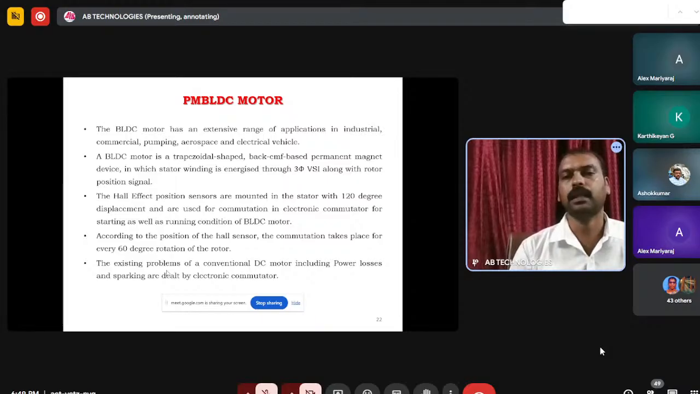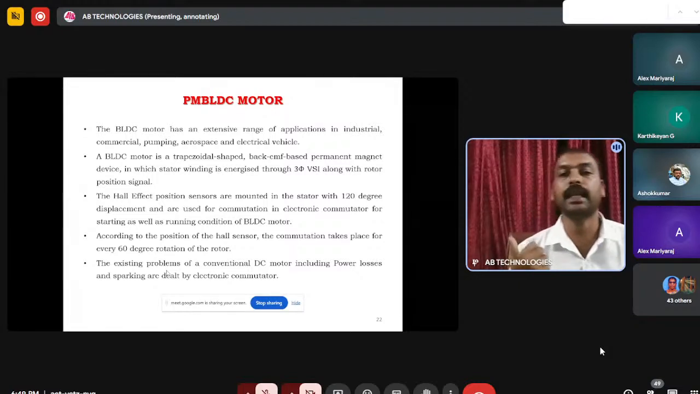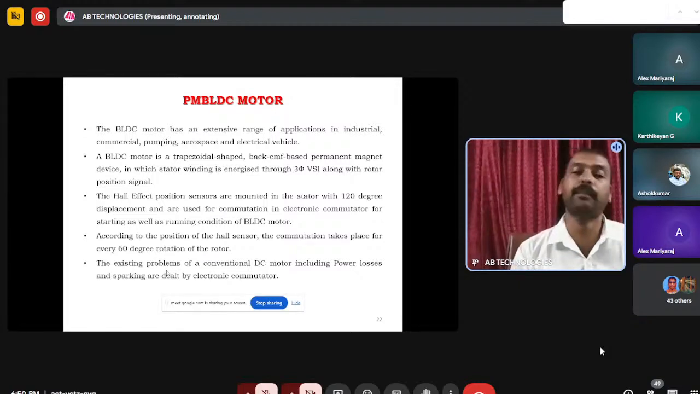But the advantage is that it does not need any mechanical commutator. With the help of AC supply, it's running. But the drawback is its speed curve is very, very poor. It creates regenerative braking and dynamic braking problems also. But the stator is a very good one.